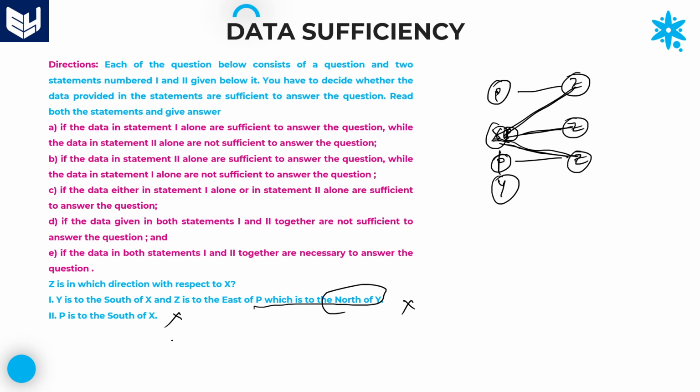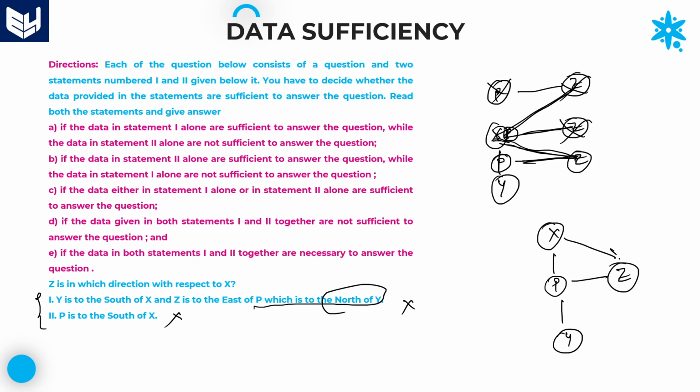And as I already told you, we don't get the answer by using 2 alone. Now we will combine both. According to the second one, P is south of X. P is south of X in the sense, definitely only one possibility. This option and this option, these two will be eliminated. Then the diagram is like this. P is south of X. So the diagram is like this. And here it is Z.